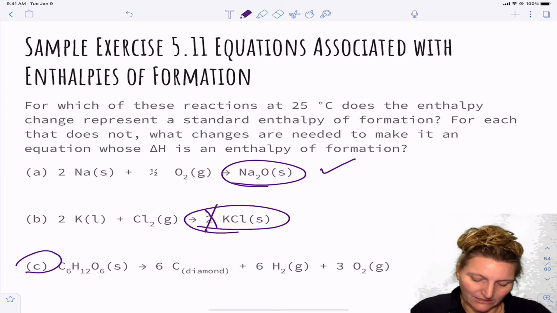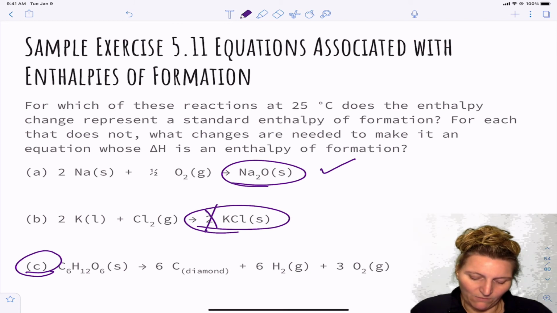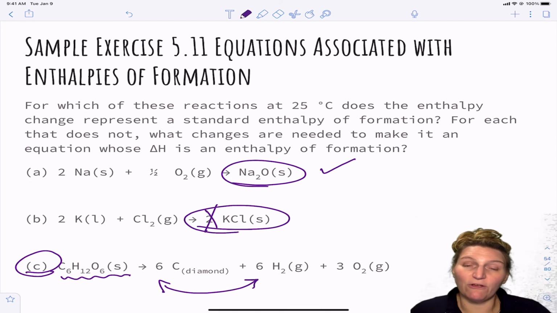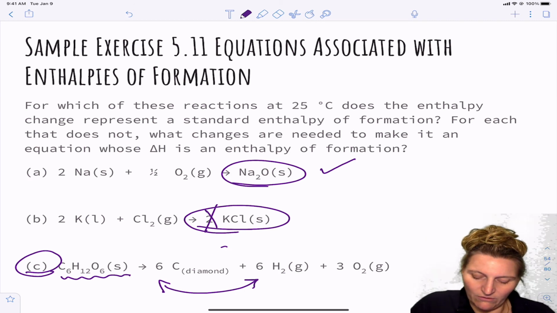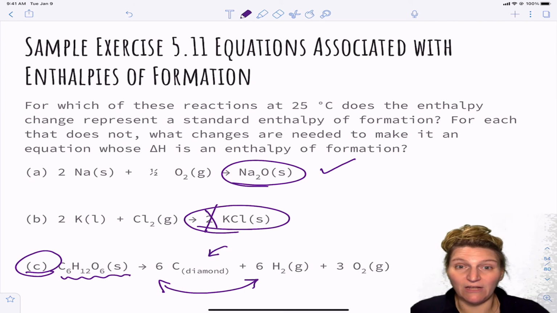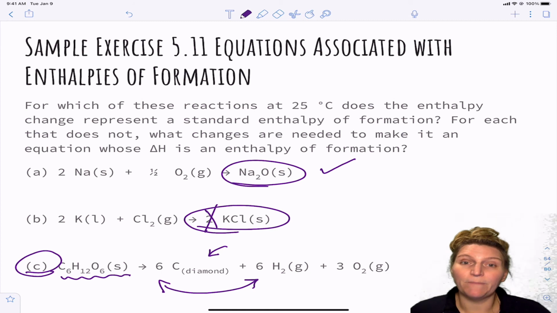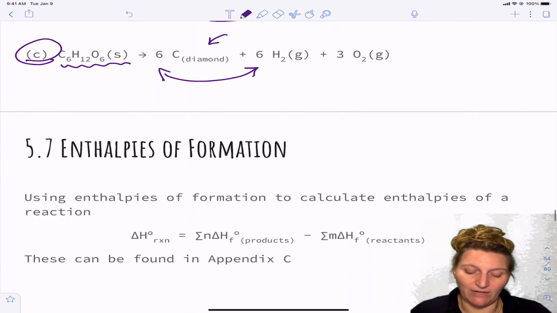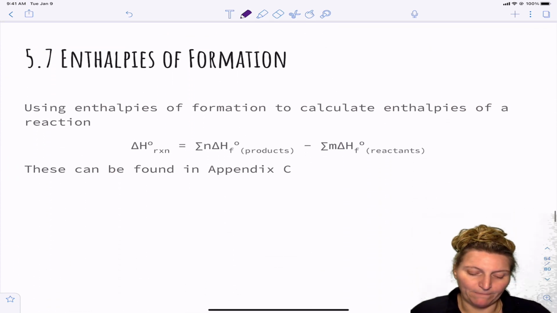And in C, the standard enthalpy of formation would be this one, but we would need to switch it around, right? So that it was the formation of C6H12O6. And also, the standard state of carbon is not carbon in the form of a diamond. It'd be carbon in the form of graphite. So the first one is, but the second two are not standard equations that symbolize the standard enthalpy of formation.